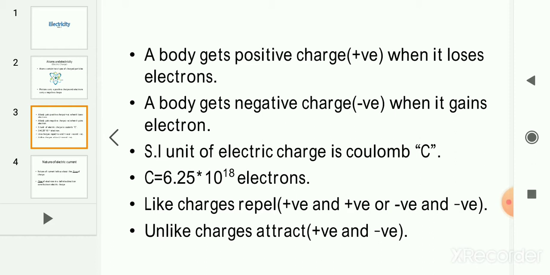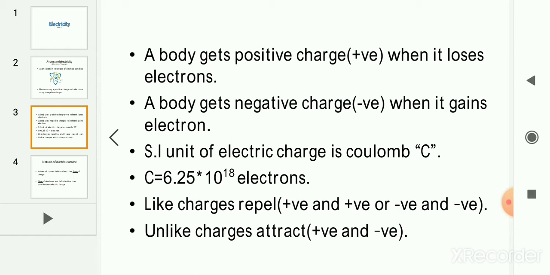Coulomb is denoted by the capital letter C. So, what is its value? The value of one coulomb is 6.25 into 10 to the power of 18 electrons.